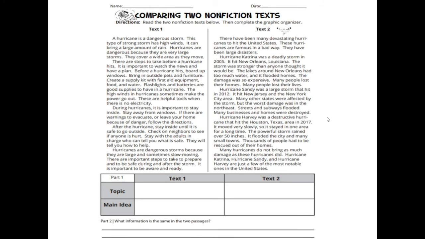Let's look at our graphic organizer. It says text 1, text 2, then we have our topics, and then we have our main idea. So we need to write the topic of text 1, then write the topic of text 2. Then we need to write the main idea for text 1 and the main idea for text 2. And then they ask the question, what information is the same in the two passages? So we're going to compare what information was the same between text 1 and text 2. And that completes your homework.